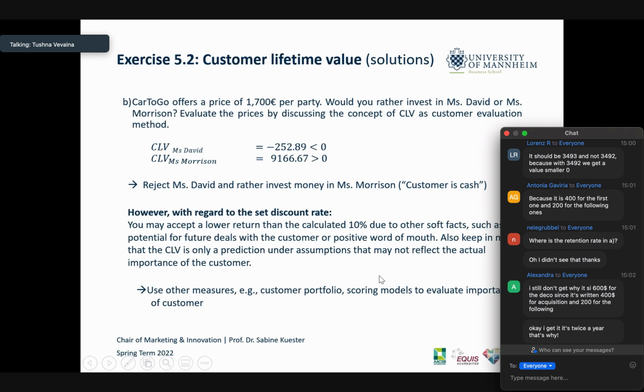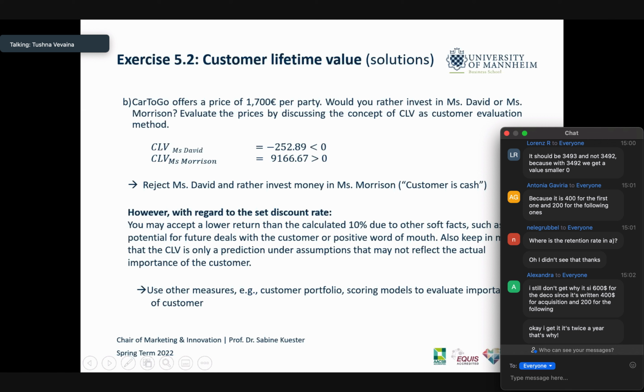However, there are certain different things that we keep in mind. For example, we say that because of Mrs. Davis, Mrs. Morrison came in with positive word of mouth, and that's why we cannot completely disregard the customer, and CLV may not actually reflect the importance of a customer.